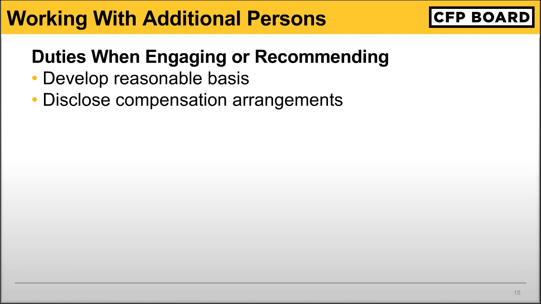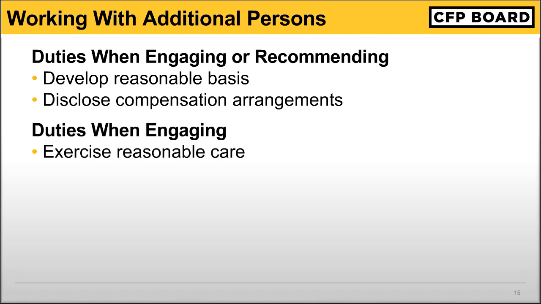So this is a requirement. What a CFP professional has to do when they're recommending, engaging, and working with additional persons. When recommending or engaging, you have to have a basis for the recommendation based upon the other professional's reputation, experience, and qualifications. And also you have to disclose compensation arrangements. Are you receiving any referral fee, for example, by bringing this person into the relationship? For engagements, take reasonable steps to protect the client's interests.